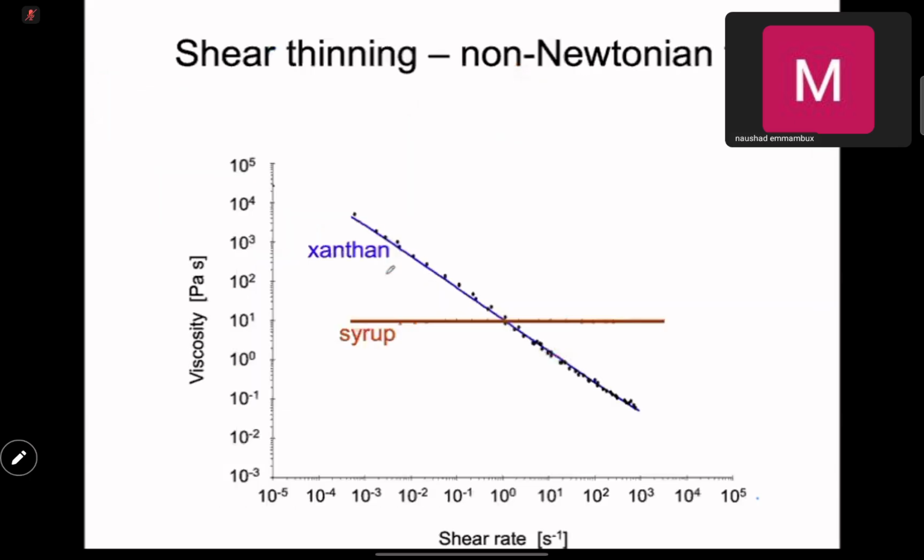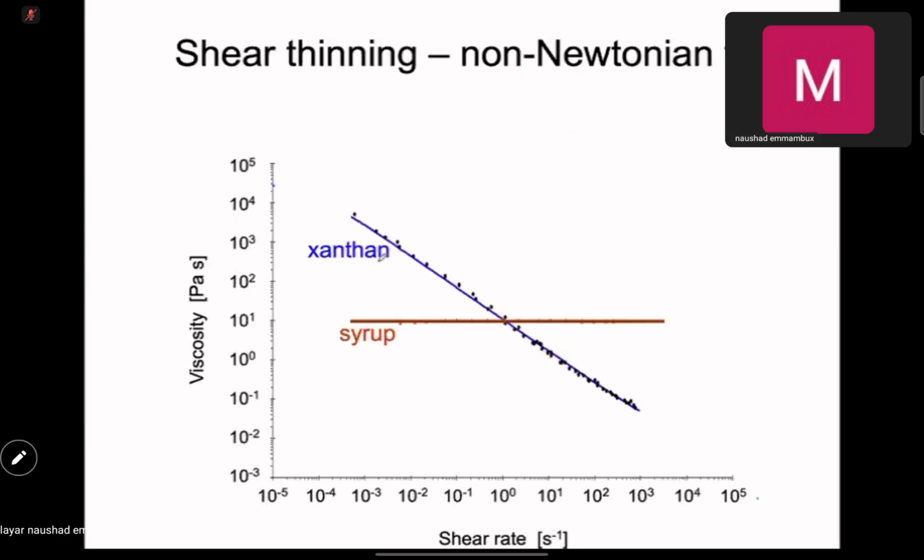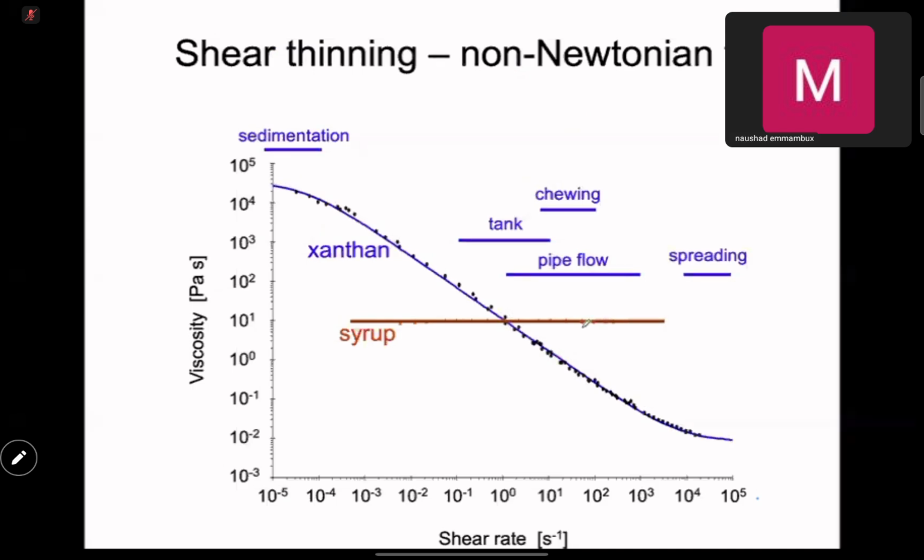So why is it important? For example, here, this is a syrup, maybe 20% or 30%. The viscosity stays the same at different shear rates. But if you look at xanthan, it's shear thinning. So why is it important in the food industry? Because different processes have different shear rates.